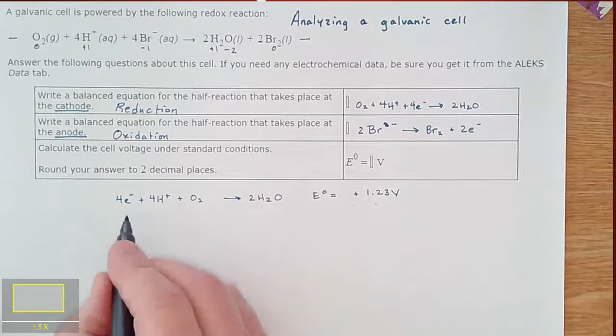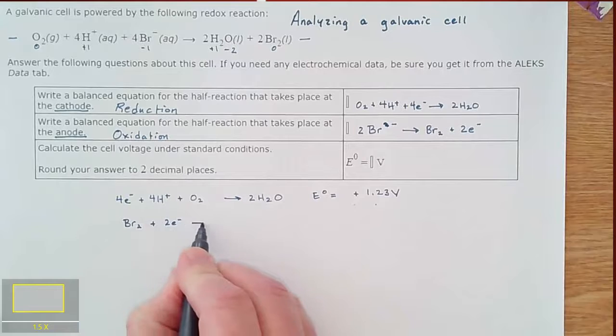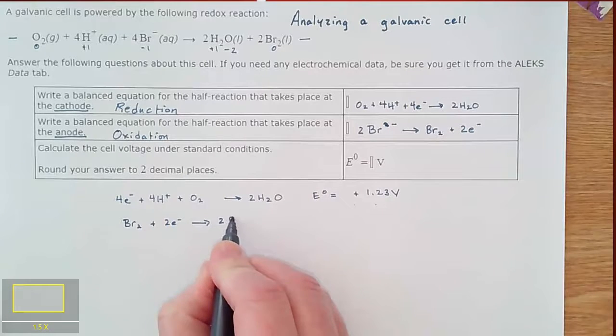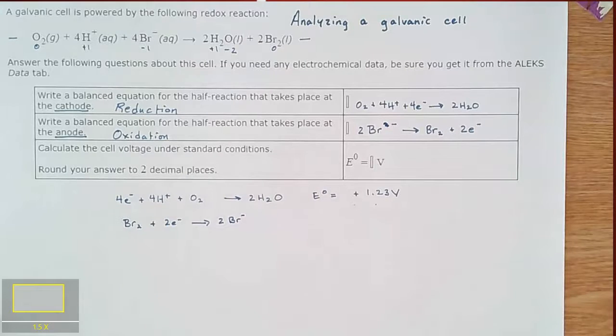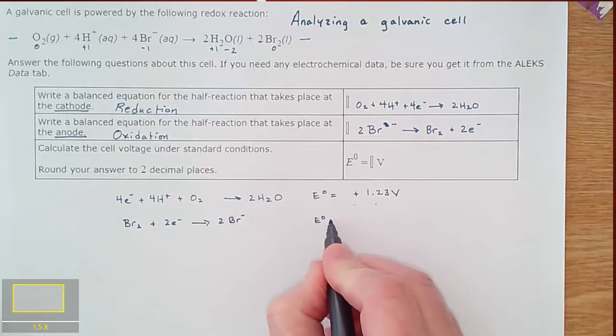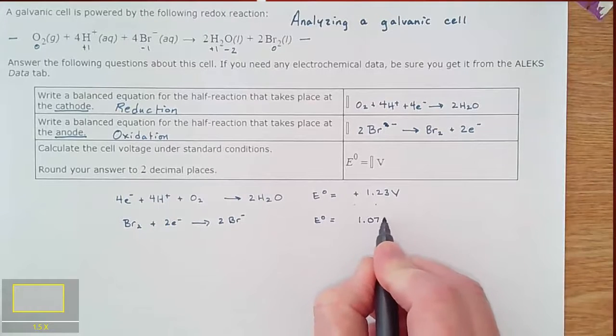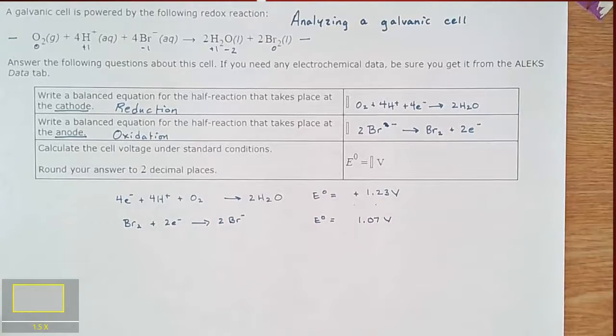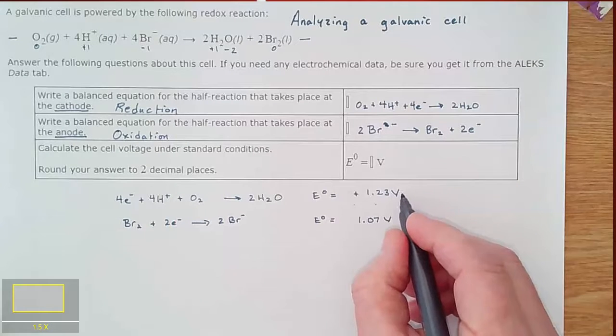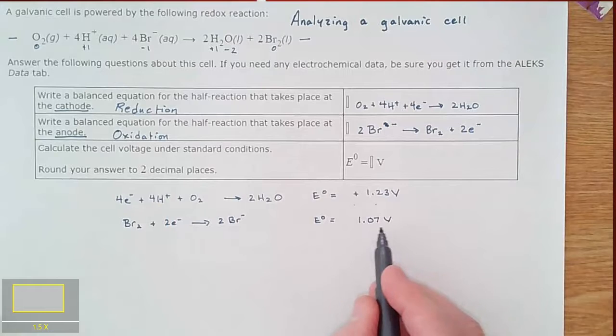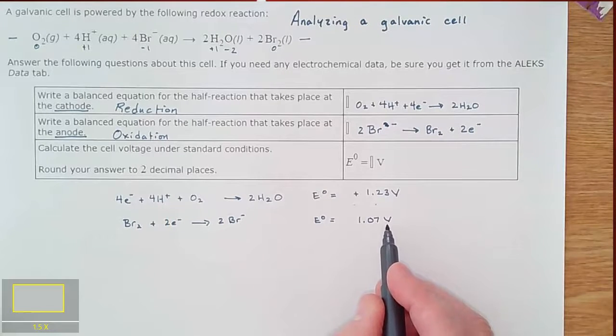The other half reaction, I'm going to write it as a reduction now. So Br2 plus 2 electrons going to 2 Br-. And E0 for that is 1.07 volts. Again, I looked that up in another textbook, but the ALEKS data tab should be the same. So we have the more positive value being our reduction, and the less positive reduction potential is associated with the half reaction that will run, in this case, as an oxidation.